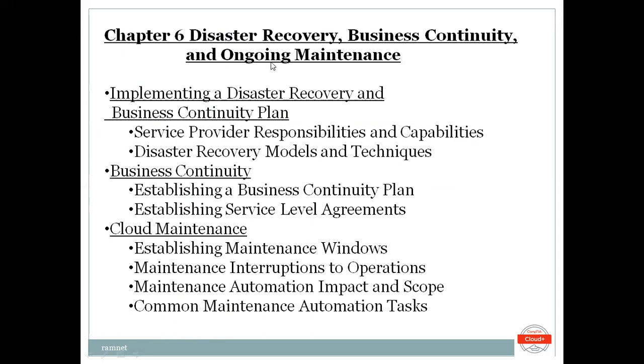Chapter 6 is about disaster recovery, business continuity, and ongoing maintenance. This is a business continuity plan. We normally call it a BCP. BCP, that is a business continuity plan, and DR. So these are the two things you will be talking about whenever you are moved to the level 3 people or something like that.